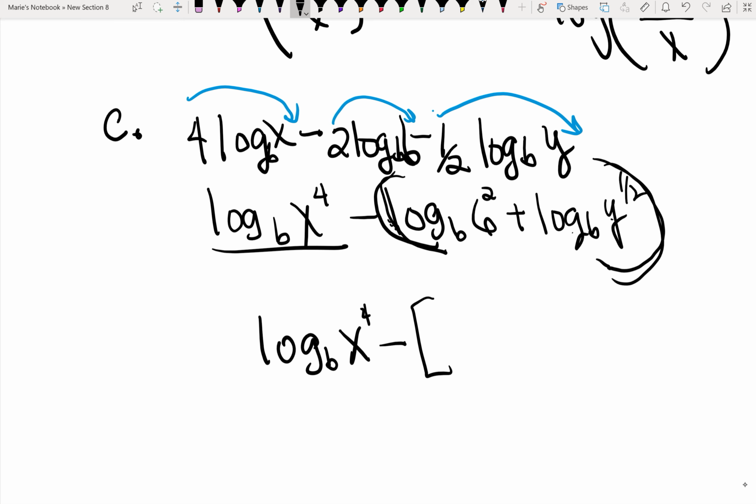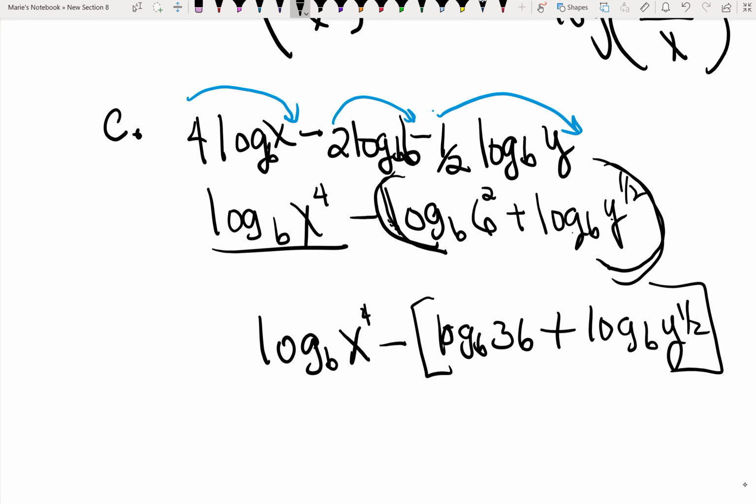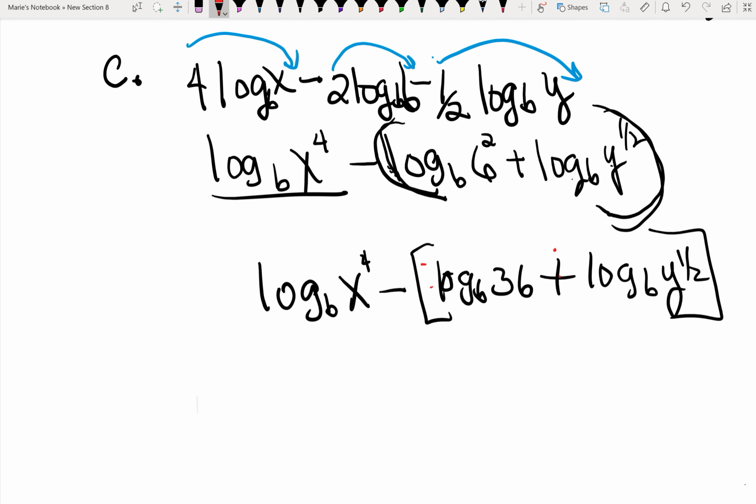all of this. This is now, again, this becomes log base b 36 plus log base b y to the 1/2, right? And again, remember both of these originally had little negatives, so I'm just going to put a little dot to remind you, both of these were negative at one point. You took out the negative, then these became plus themselves.